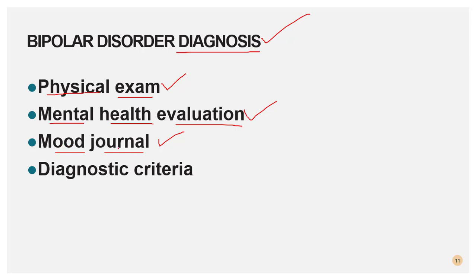Now the next investigation, and that is the last one, is diagnostic criteria. The Diagnostic and Statistical Manual of Mental Disorders, that is DSM, is an outline of the symptoms for various mental health disorders. Your doctor can follow this list to confirm a bipolar diagnosis. So these are the various investigations and the diagnostic criteria that are very useful in order to know whether you are suffering from bipolar disorder or not.